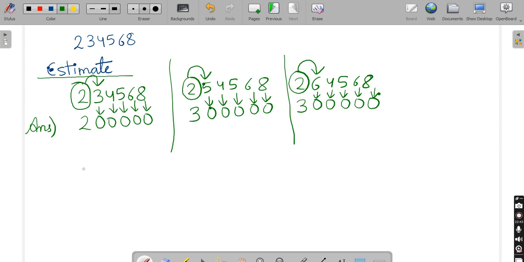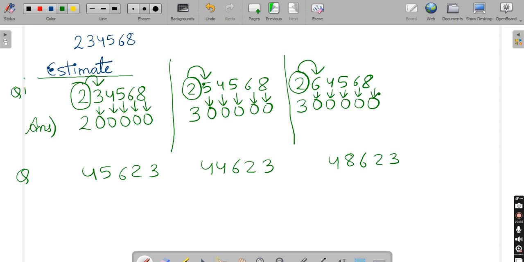I am writing one question. I request everyone to solve it. 4 5 6 2 3 4 4 6 2 3 4 4 8 6 2 3. So this is the question. Let it be question number 1. Let it be question number 2. Now I will record. You can pause the video. I request you to solve it. Dear student, please try to solve it and tell me what estimate you got from this number.